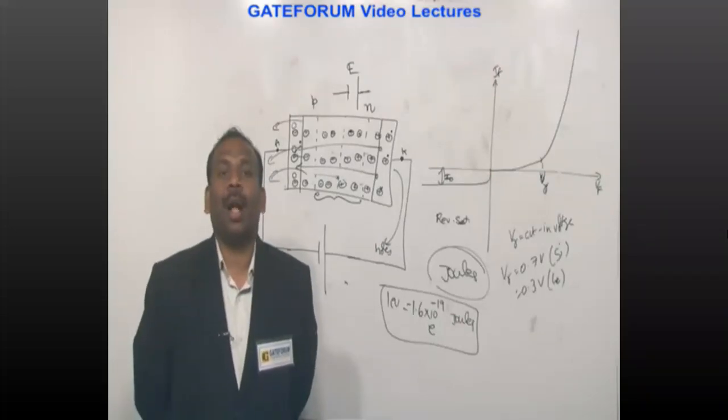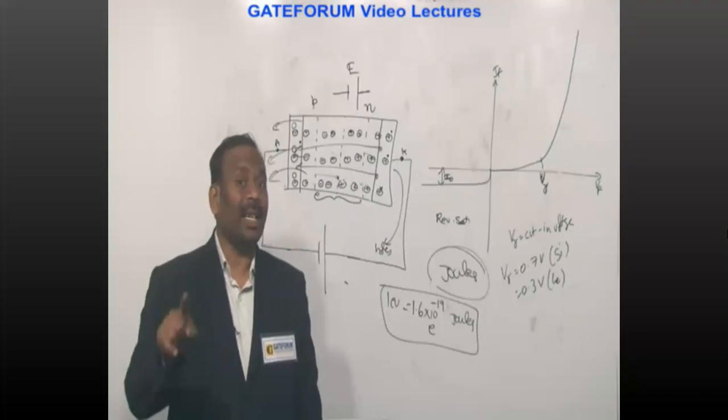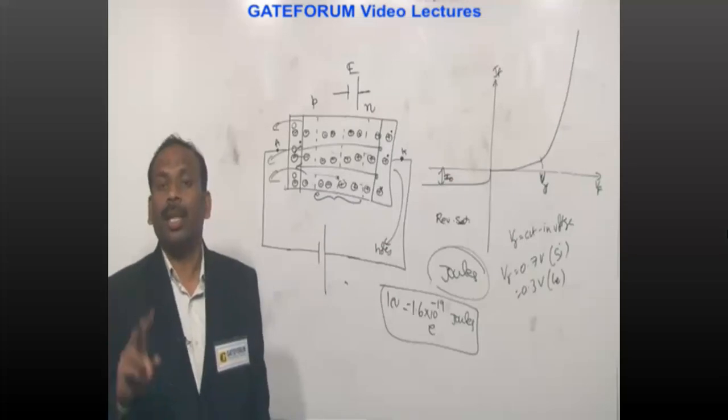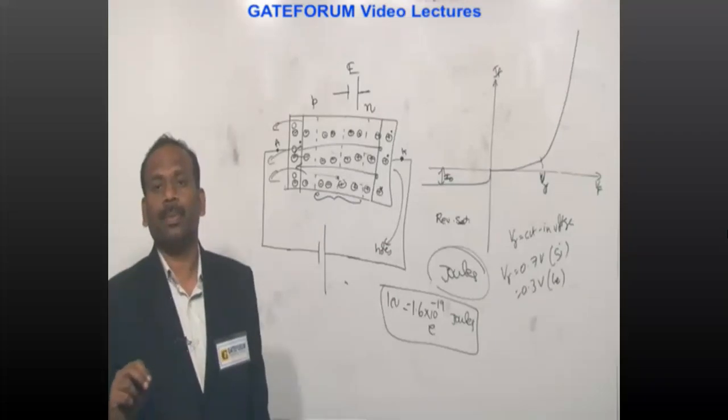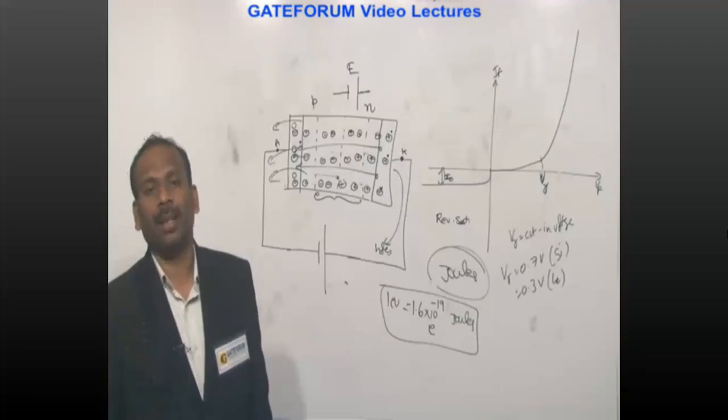Next question, Anchal: How do we add impurities in a semiconductor? That I already said, I'll explain while coming to VLSI. There are two methods, I said: ion implantation and diffusion. That we are going to see in depth in VLSI.